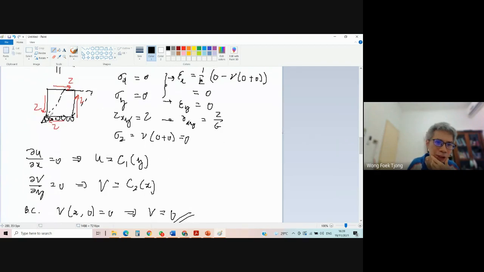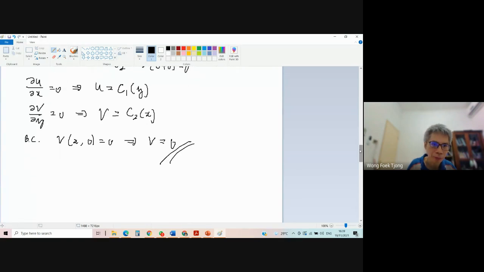Yes, because if this is the original configuration, and after deformation it has moved here, it's just moved in the x direction. There is no motion in the y direction. So it's correct that v should be 0. So u is only a function of y. Okay? Only a function of y. So what can we do now?